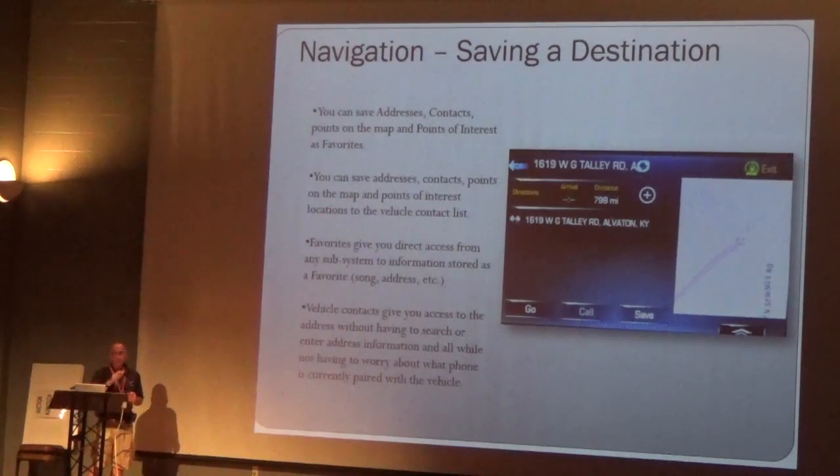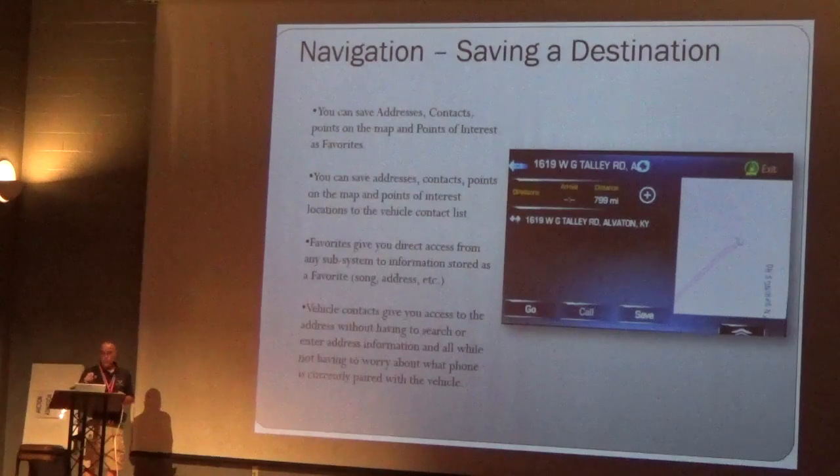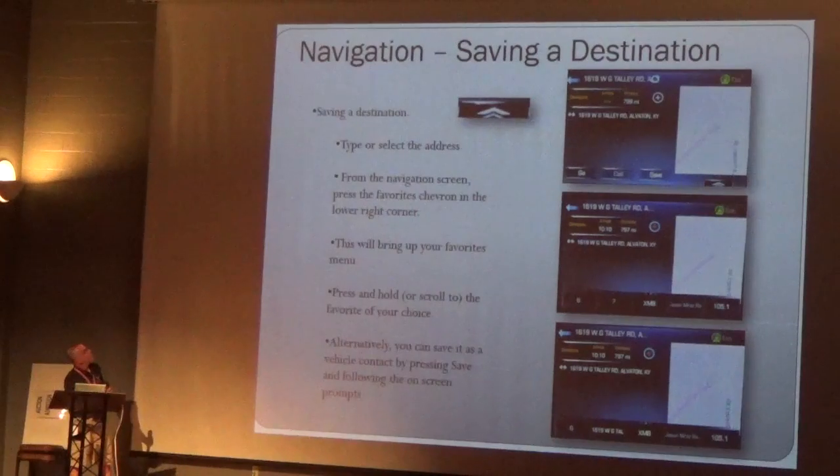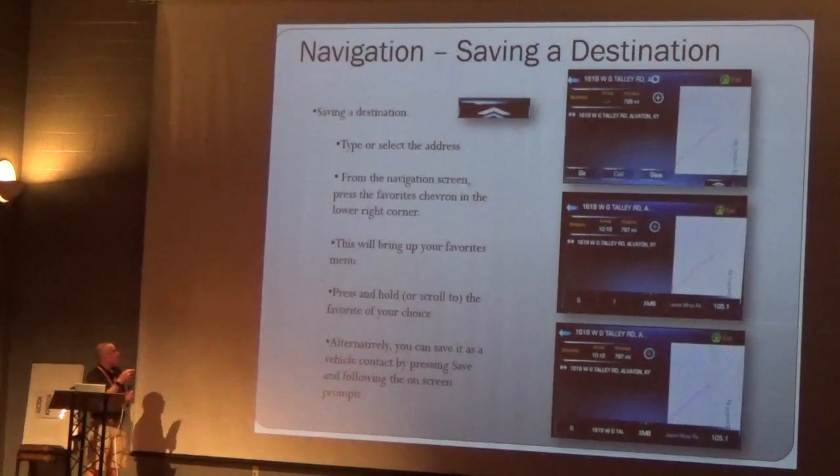If you want to save, you always want to do it from this screen. It's the only way to save either to a favorite or to a vehicle contact. So in order to save a destination as a favorite, press the chevron here, which brings up your favorites list, again from the Go Save screen.